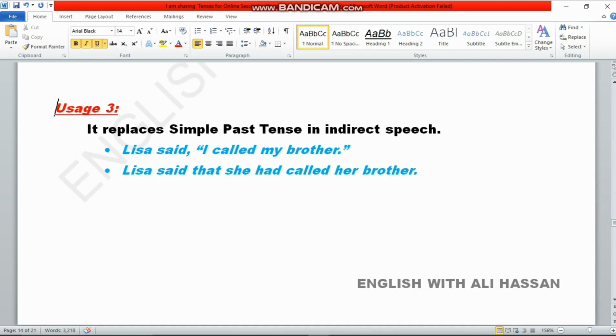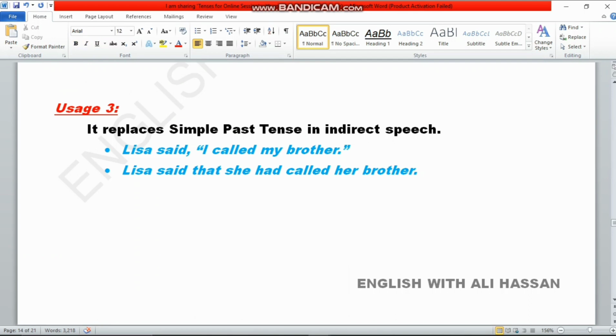Here comes the last usage of past perfect tense. It's really simple. Simple past tense is replaced with past perfect tense in indirect speech. If you come across simple past tense in the direct speech, you have to switch simple past into past perfect tense the way it is done here. Lisa said, I called my brother. Its indirect speech becomes, Lisa said that she had called her brother.